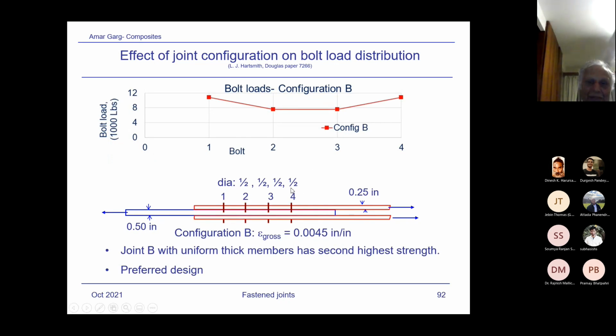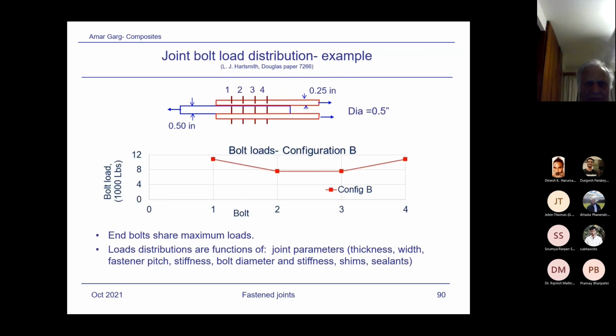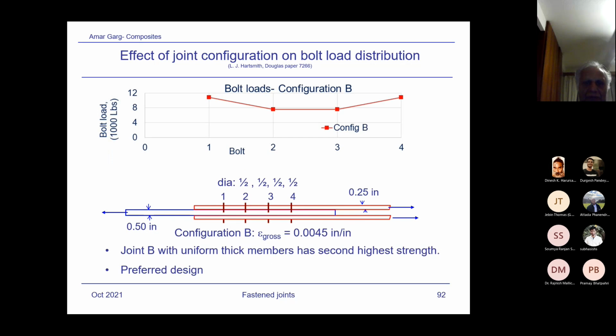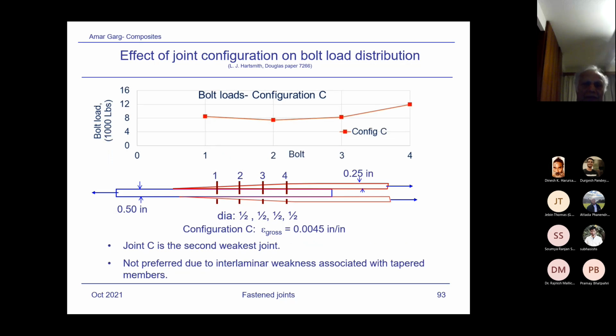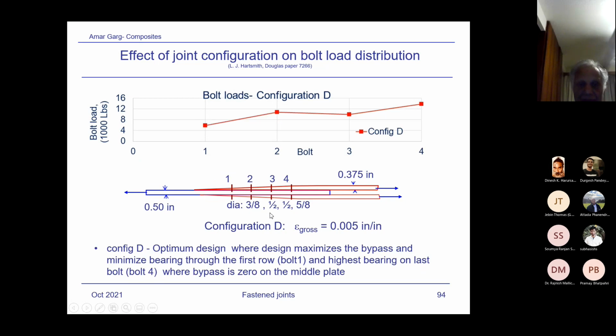Another case here, now configuration B. This is A. Oh, this is a duplicate. Don't worry, this is configuration C now. Here we are tapering the external members, and as you can see, this picks up the highest load and then other fasteners pick up almost similar load. Joint C is the second weakest joint. This is a very weak joint, not preferred due to interlaminar weakness associated with tapered members. So this is also not preferred.